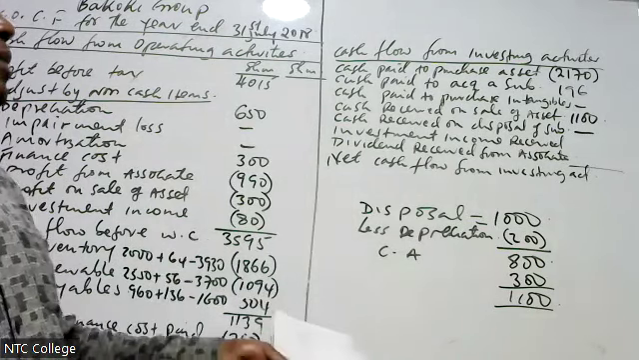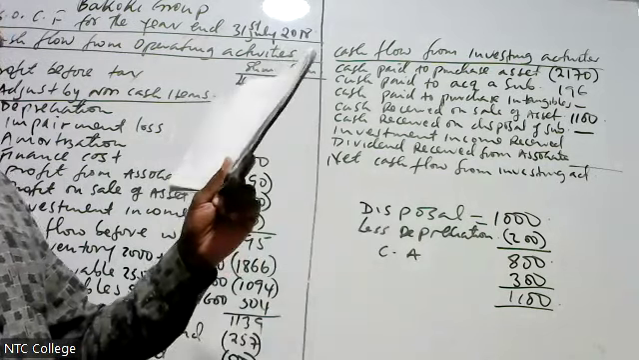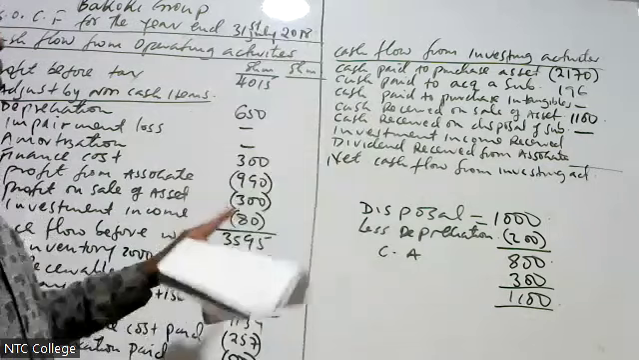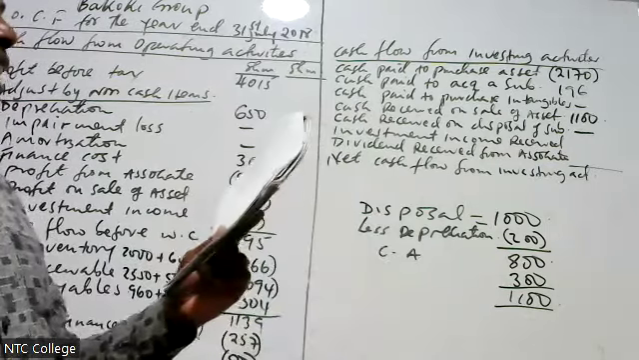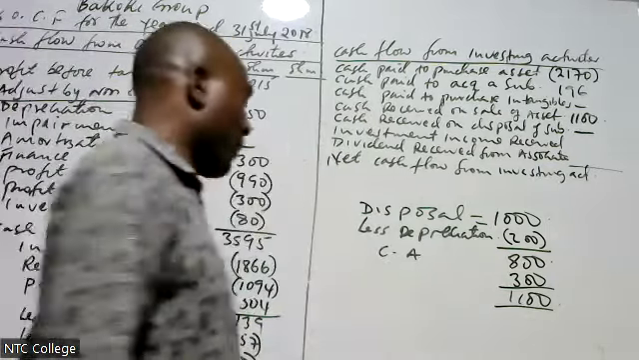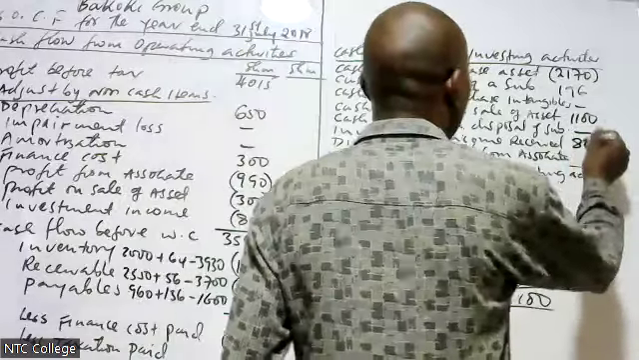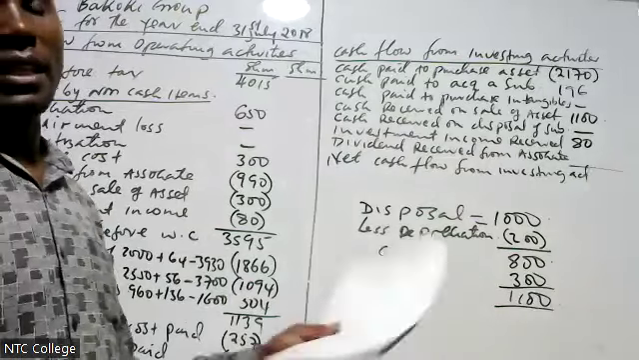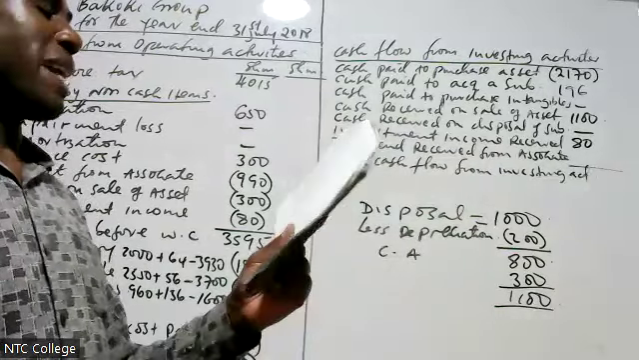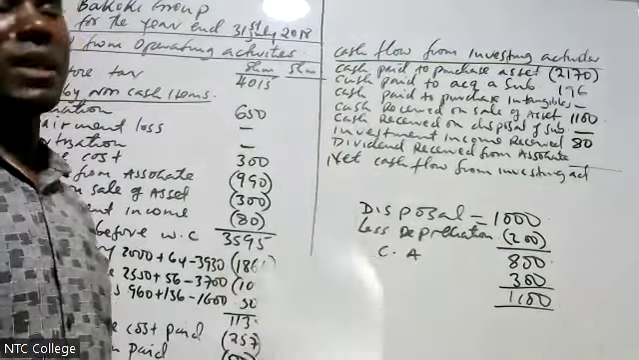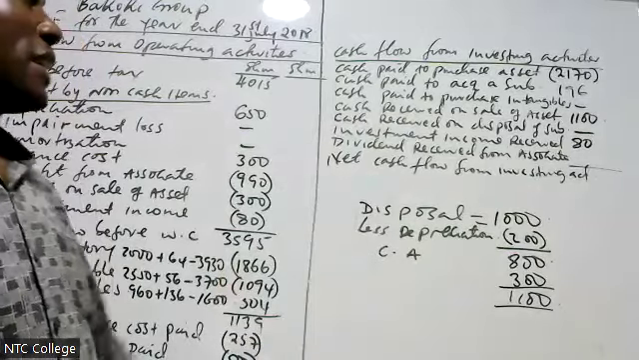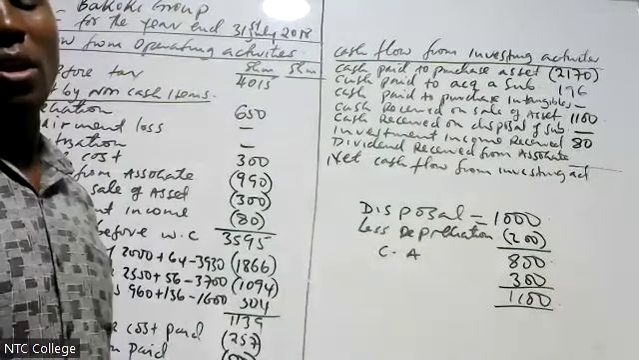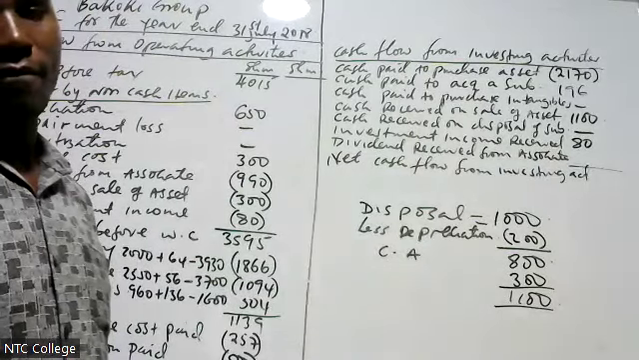Then investment income received. When you check in the income statement, there was investment income of 80. But in the balance sheet, there is no income receivable. What does it mean? It means we received the total of 80.